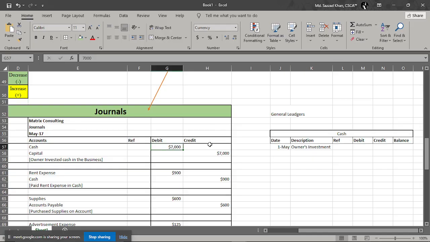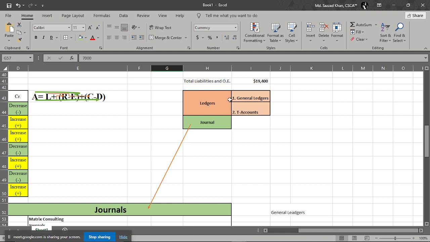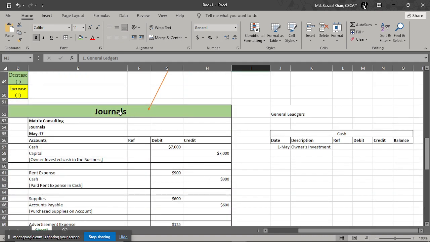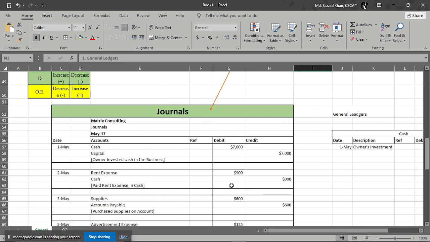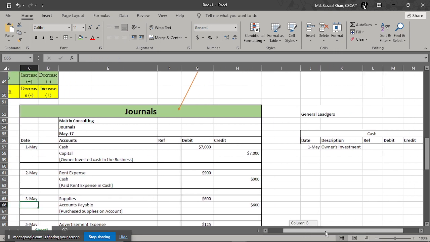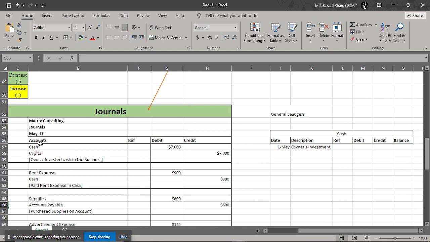So we are discussing how to come up with ledgers. There are two types of ledgers, general ledgers and T accounts. We can construct these ledgers from the information that we got from the journals. However, in the journals we see the transactions divided into day-to-day, May 1, May 2, May 3, May 4. In the ledgers, we don't go for day-to-day transactions. We only consider one account. Each account will have its own ledger.